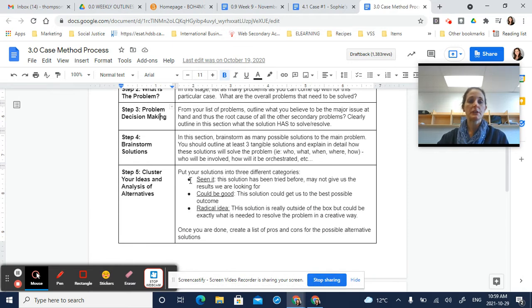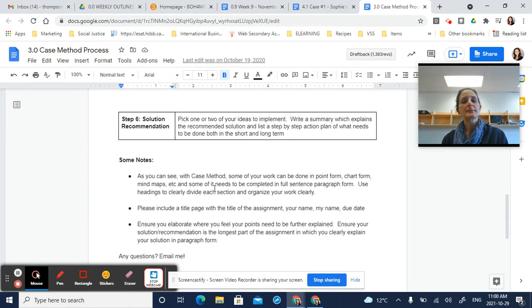In step 5, you're going to be clustering your ideas. So you're going to be taking the different ideas that you came up with, and you're going to be organizing them. So you're going to put them in different categories. You're going to identify whether this idea has been done before, seen before, may not give us the results that we're looking for. Could be a good section where it could be like, okay, so this is good, it could work. Or whether some of the ideas are radical ideas. So what if this solution is really outside of the box, but could be exactly what's needed to solve the problem. And then when you're going through that, try to list pros and cons for each of the ideas as well. It's like anything in life. If you're trying to decide what university you're going to go to, you're going to cluster your ideas, come up with pros and cons lists, and then from that, you're going to try to make your ultimate decision. Okay.